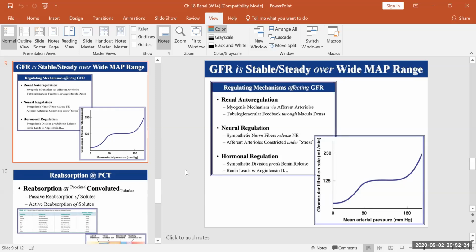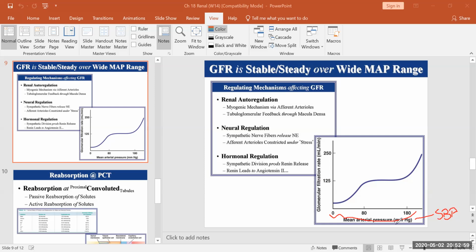Now here's slide 9, where I talk about the relationship between slide number 5 and slide number 9. If you look closely over here, this is the fluctuation in your systemic blood pressure, SBP, okay? So it can fluctuate a lot.